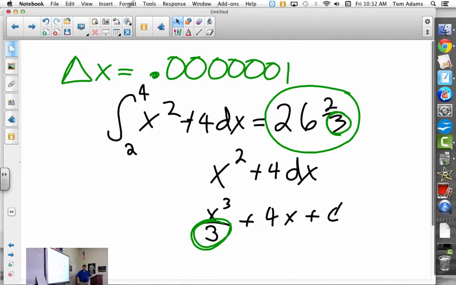Such a connection. I don't get the connection. Well, other than that, the first term is divided by 3.